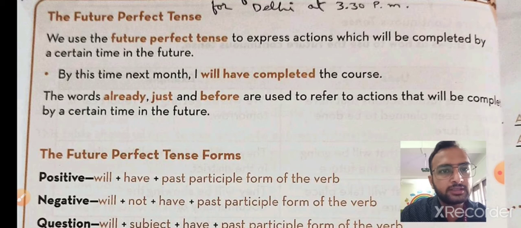The words already, just and before are used to refer to an action that will be completed by a certain time in the future. Already, just and before, three words, please note them down, will be used to refer to the action that will be completed in a certain period of time.